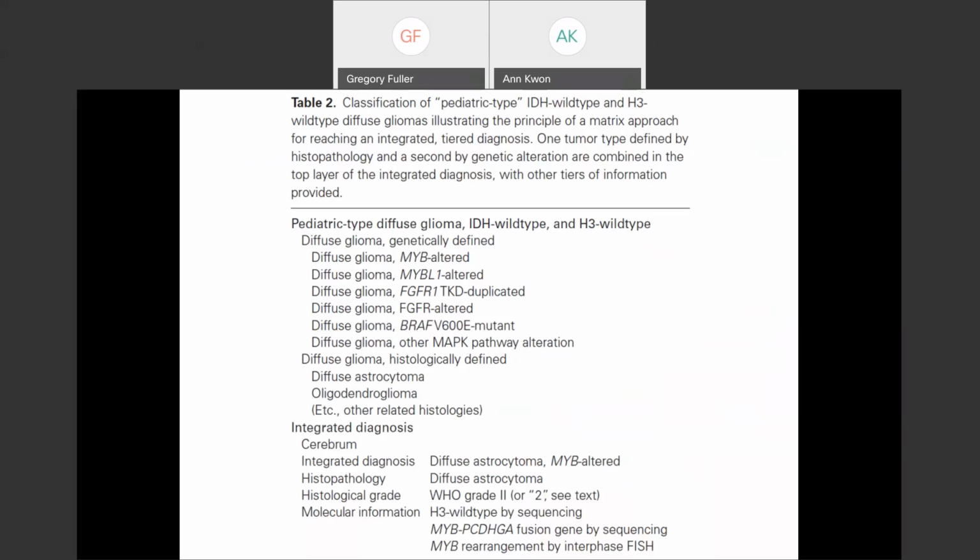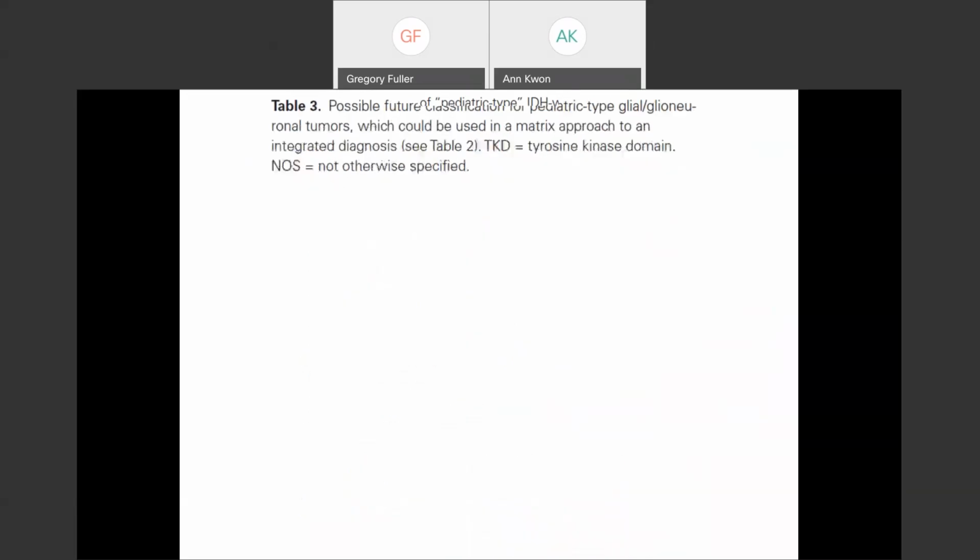All right, and so here's an example. Look at the very bottom, integrated diagnosis. This is how one example might look. It's in the cerebrum. The integrated diagnosis is diffuse astrocytoma, MYB altered. The histopathology, the H&E, looks diffuse astrocytoma. The grade would be a grade 2, that's Roman. We're going to be moving to the Arabic, so 2, see text coming up. Molecular information, H3 wild type by sequencing, MYB, PCDH8 fusion by sequencing, MYB rearrangement by interphase FISH. Isn't it interesting that they're actually putting in the technique by which these things were determined? Guess what? I have been doing that at MD Anderson for, I don't know, probably maybe 10 years now, certainly since WHO 2016, all right?